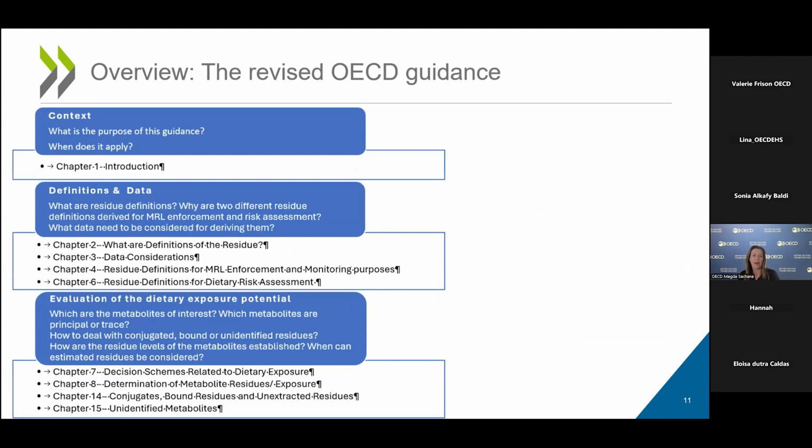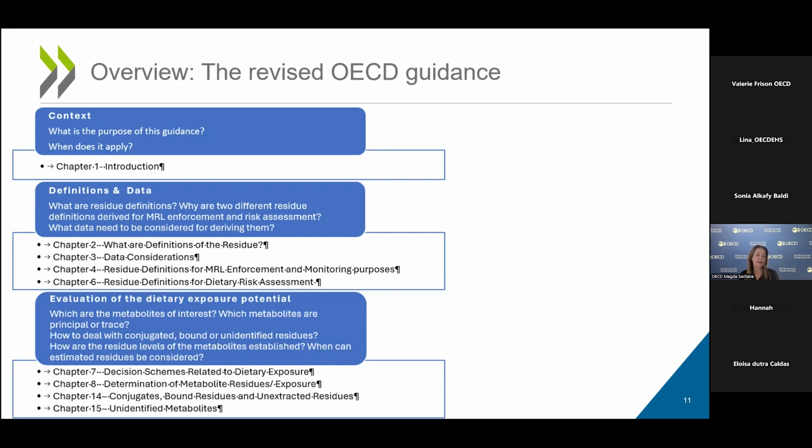The new guidance document is very well organized. It provides the context and some initial information. You can find all the definitions and why and how we develop a residue definition. If you are an exposure expert, you can go to this section about evaluation of dietary exposure potential.